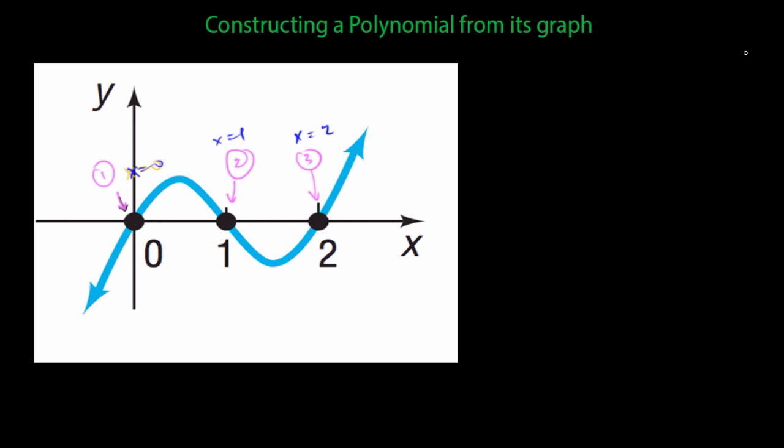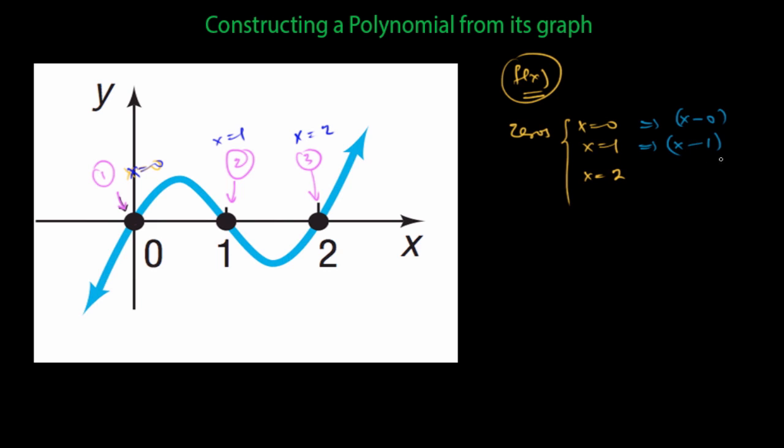Let me go back to the function here. We have f of x, and we want to determine the formula for f of x. What we know is the zeros of f of x: x equals 0, x equals 1, and x equals 2. Since x equals 0 is a zero of this function, x minus 0 is a factor of this polynomial. Since x equals 1 is an x-intercept, x minus 1 is a factor.